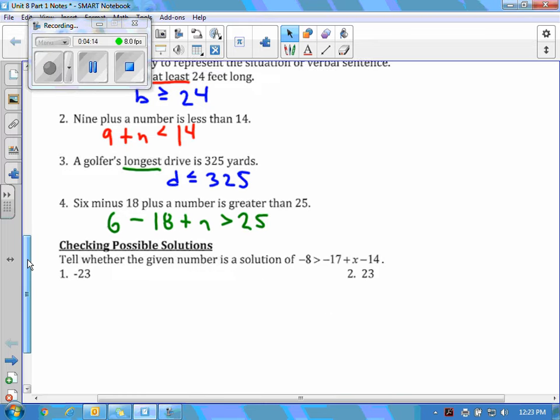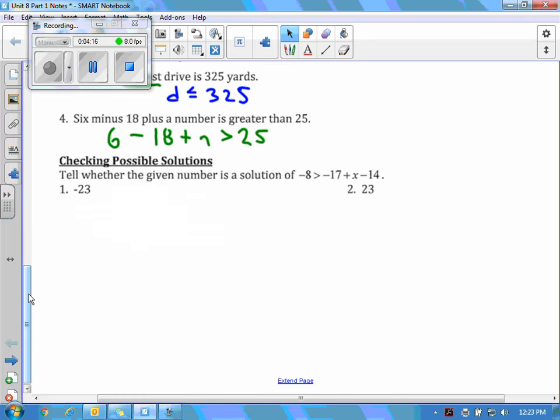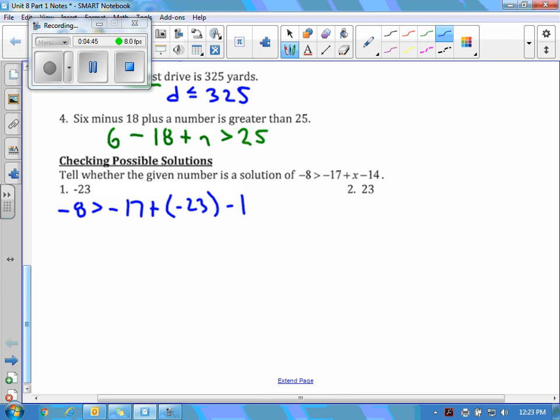Moving on to the next section, it says checking possible solutions. We've done this with equations before. Basically, we're going to take the number that they give us and plug it in for the variable. The directions say tell whether the given number is a solution of negative 8 is greater than negative 17 plus x minus 14. So the first number we're going to check is negative 23. I'm going to rewrite the problem and plug in negative 23 for x.